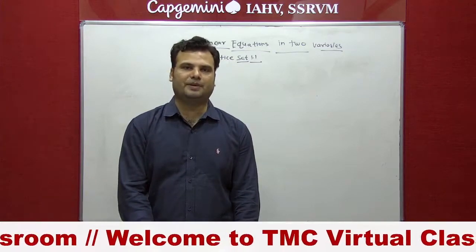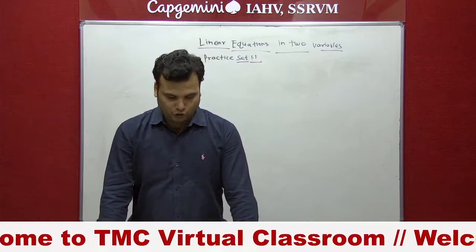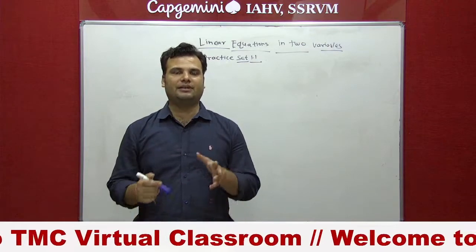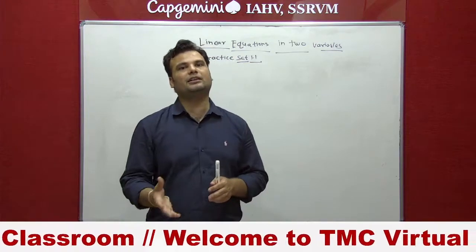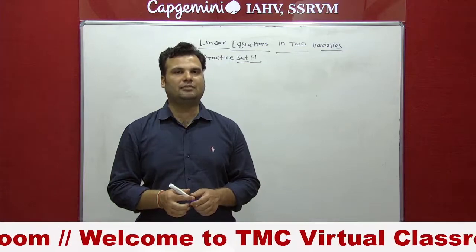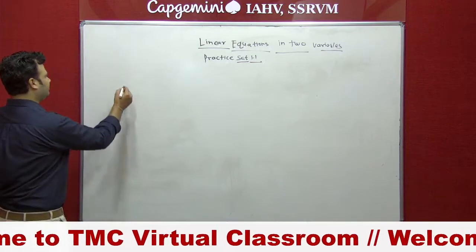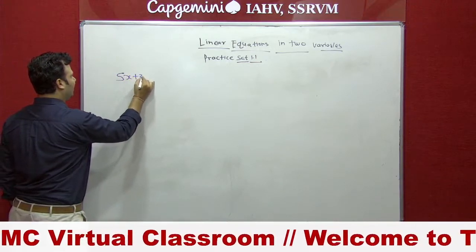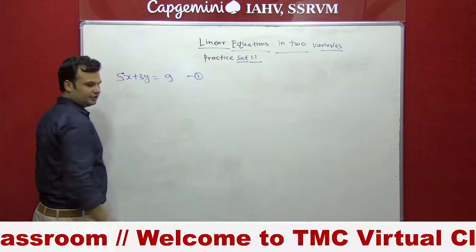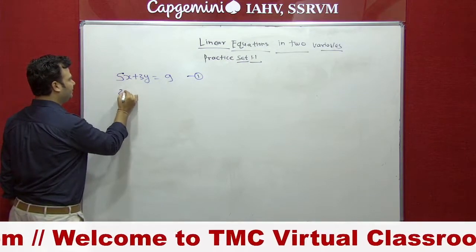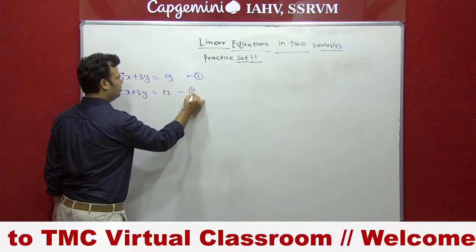Student, in the first practice set 1.1, the first sum is: we have to complete the following activity to solve the simultaneous equations. So what is the meaning of simultaneous equations? When you think about two equations at the same time, both of the equations, that is known as simultaneous equations. So let's see what is given. 5x plus 3y equal to 9, this is equation number 1, and equation number 2 is 2x plus 3y equal to 12.